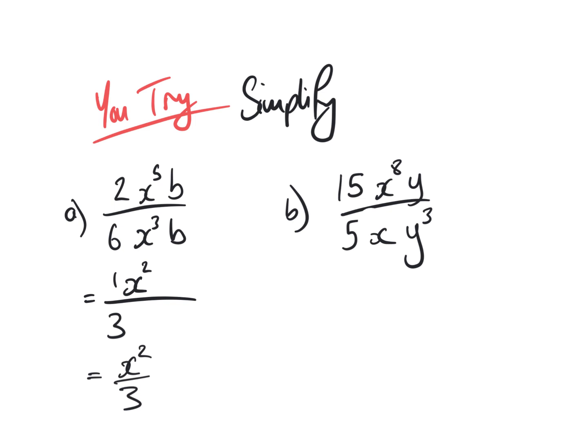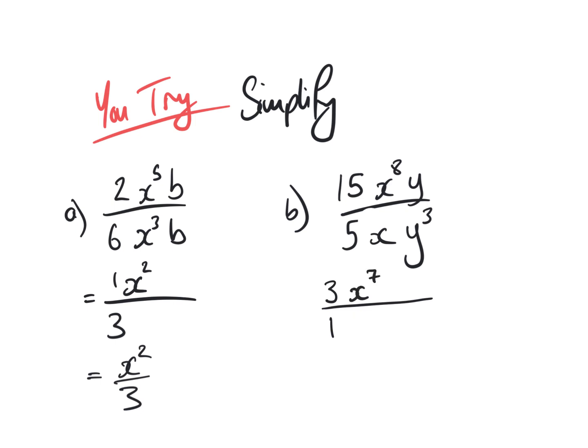For part B, we're going to start off with our 15 over 5, both obviously in the 5 times table, so they can both be divided by 5. So we're going to have our fraction, we're going to have 3 at the top, we're going to divide 15 by 5 and 1 at the bottom. We've then got x to the 8 over x. There are 7 more x's multiplying each other at the top, so that's going to leave me with x to the 7 when I cancel.